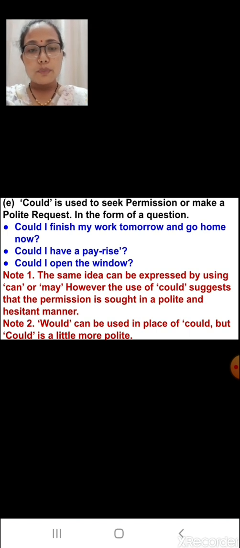Could is used to seek permission or make a polite request in the form of a question. For example, number 1, could I finish my work tomorrow and go home now? Number 2, could I have a pay rise? Number 3, could I open the window? The same idea can be expressed by using can or may. However, the use of could suggests that the permission is sought in a polite and hesitant manner. Would can be used in place of could, but could is a little more polite.